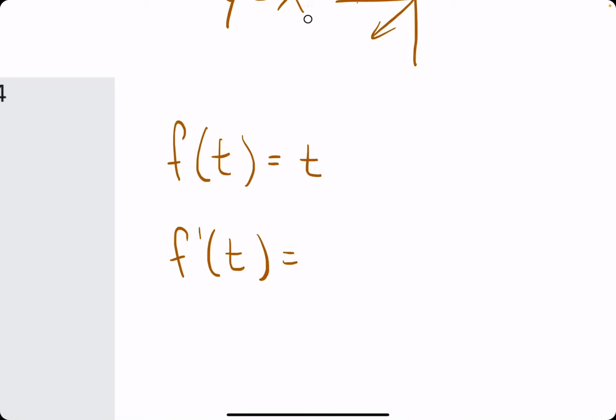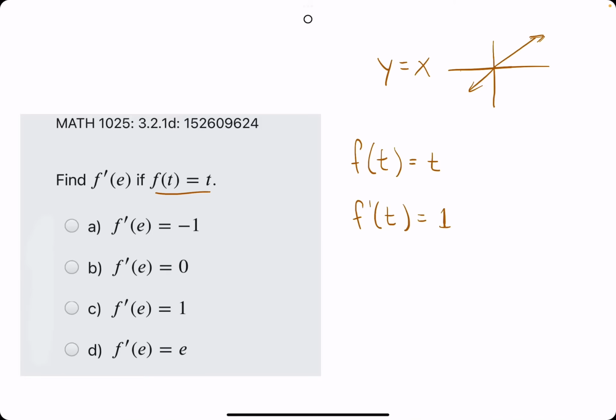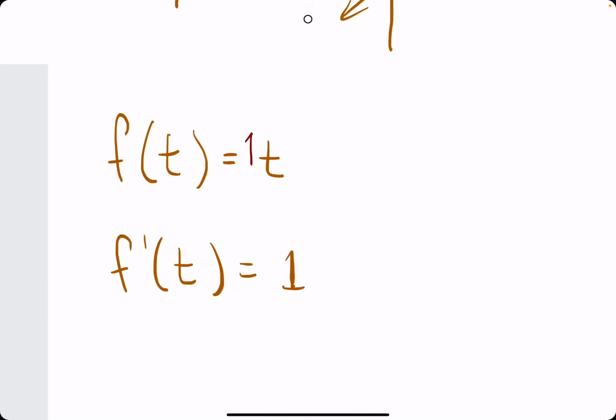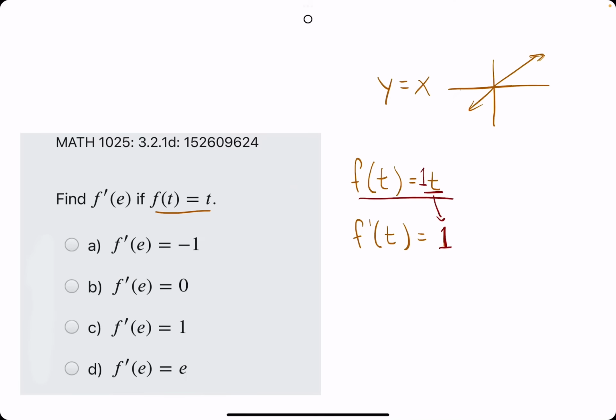So the slope is the derivative value. So in this case, f prime is equal to 1. Another way to identify that would be to look at the function 1t, and then anytime we have a function that's a constant times t, or constant times x, its derivative will just be the constant, the coefficient that was in front of the t term. And so in this case, our derivative is just 1.